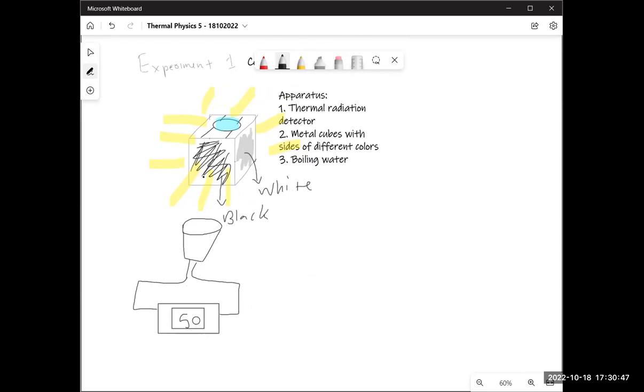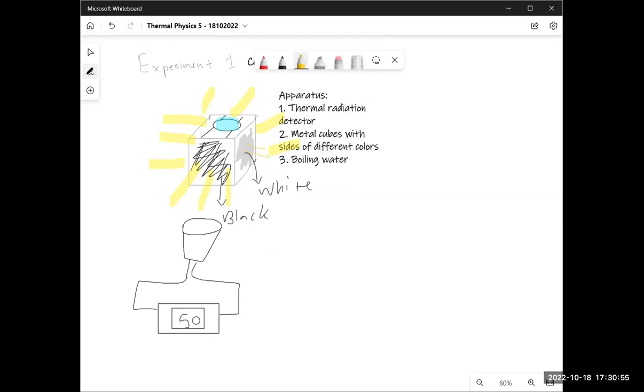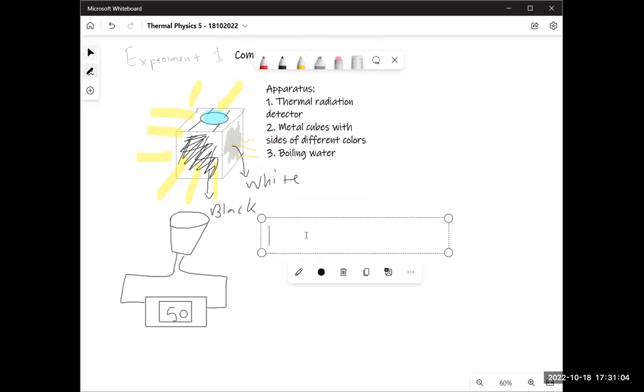First, I'll do it on the first side, and then I'll do it on the white side. Now, what we realize is the white side will give very less heat compared to the black side. The white side will give us less heat. Therefore, we realize observation.